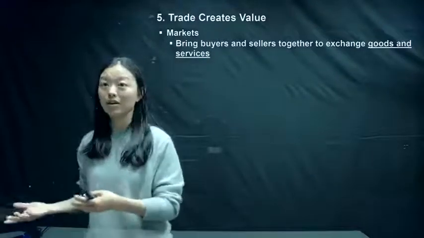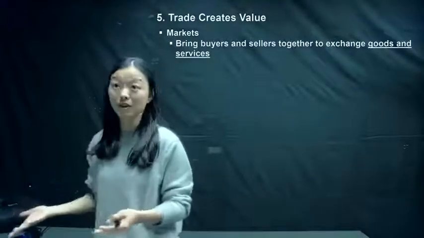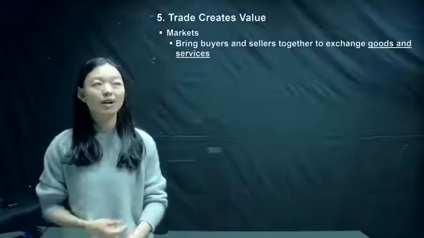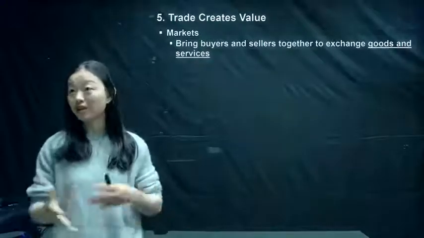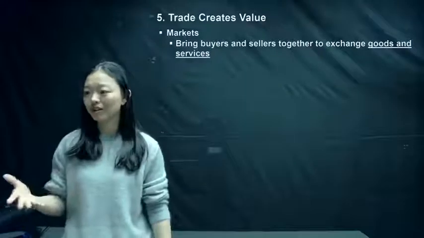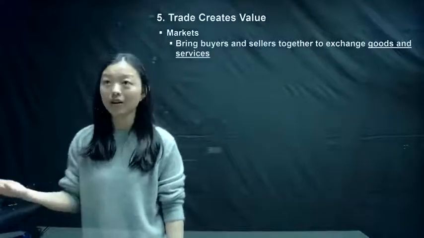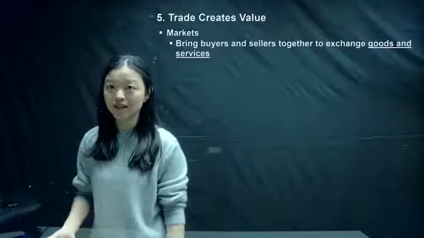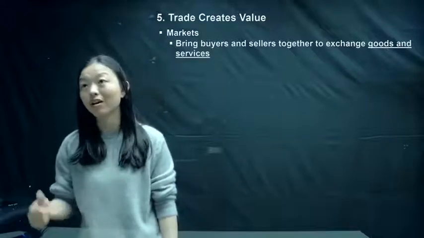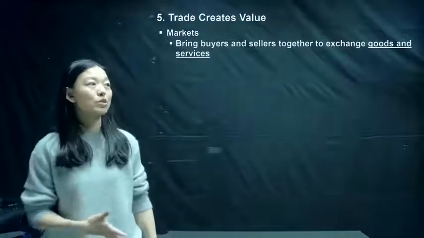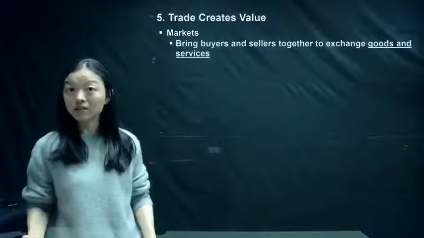A market could be a physical market, like the farmers markets, like the grocery stores. A market could also be an online trading platform. These days, I bet you buy a lot of things online, right? Like Amazon or Walmart.com, Target.com. So those we can also treat as a market.